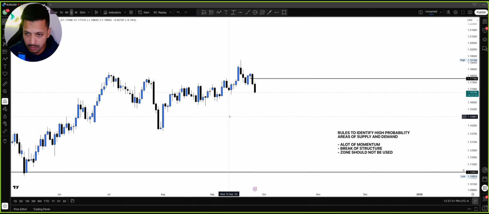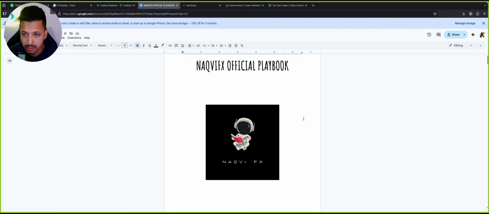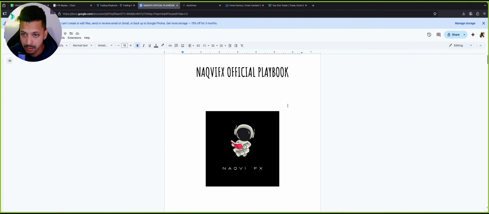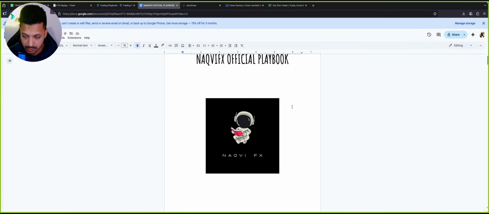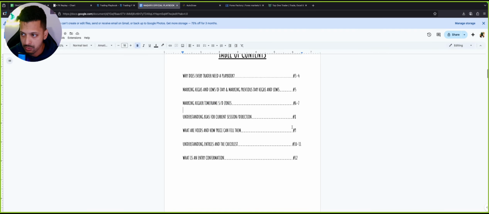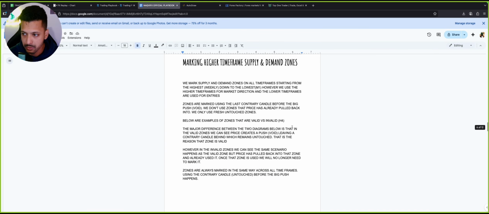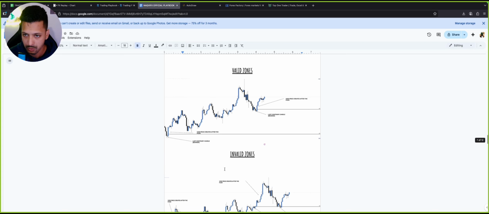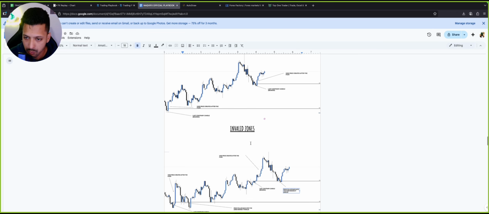And now, as promised, let me just show you guys what the surprise was. So right here, you guys can see I made an official playbook right now for the strategy. I'm going to be making a better one, but just to show y'all, here's a table of contents and exactly what I showed you guys, marking higher time frame supply and demand zones. Let's just go to that page quickly and we can see I wrote exactly what you need to do. Pretty much everything that I broke down to you guys is in written form here. And then I also have some examples of what a valid zone is, same thing that I showed you guys right now, and then what an invalid zone is.